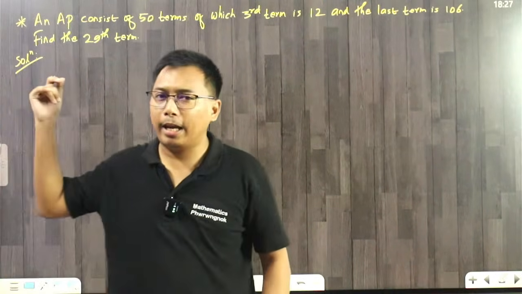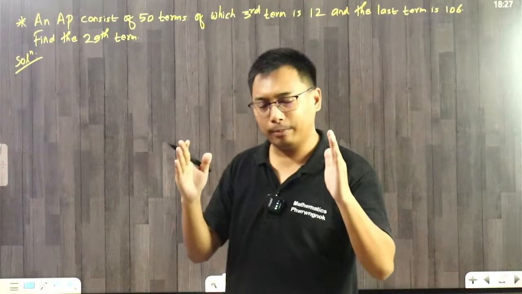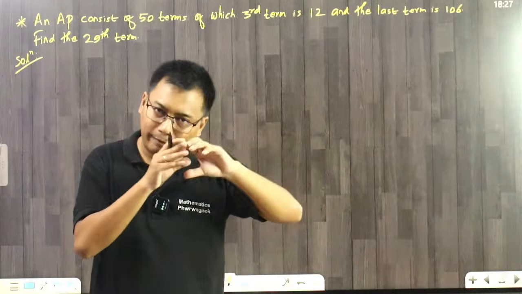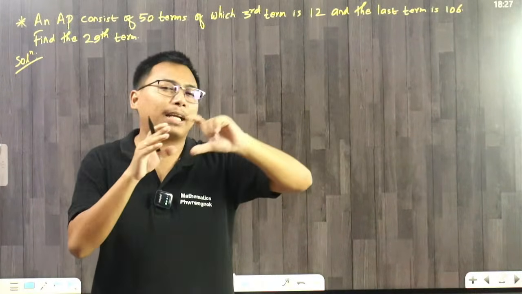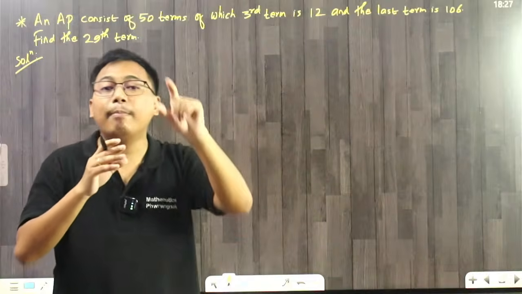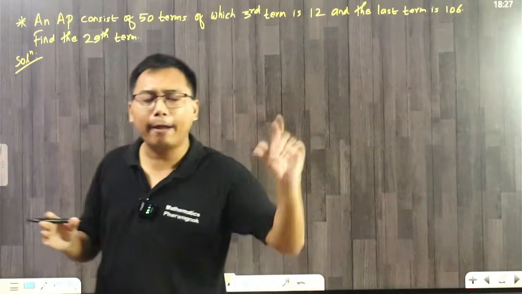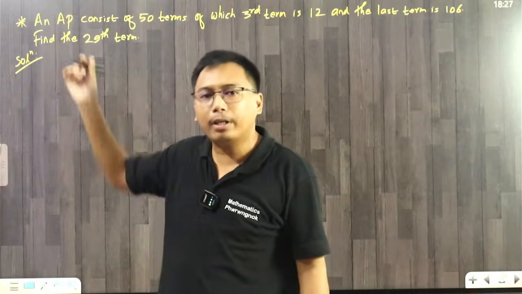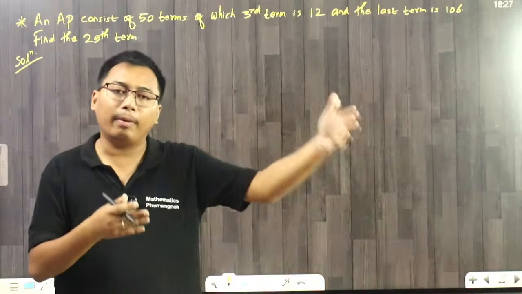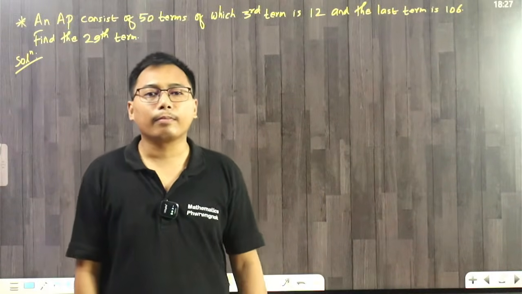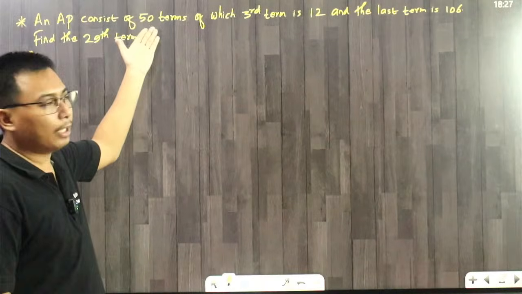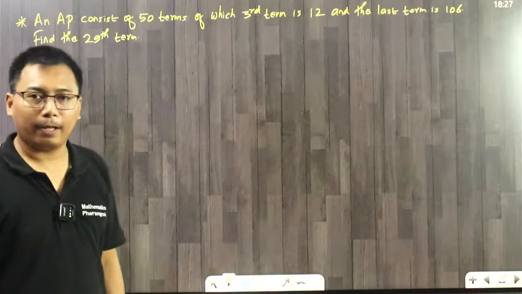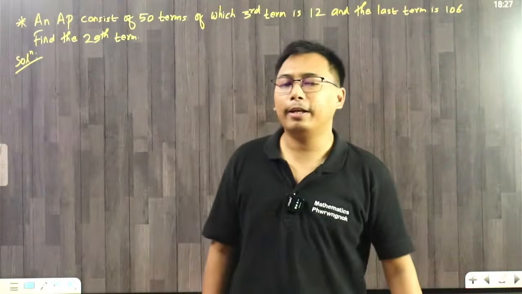Now, read the question again. An AP consists of 50 terms. Which means we have exactly 50 terms in this AP. Obviously, the 50th term, A50, will be my last term because in this particular AP we have only 50 terms. So because last term is 106, it means A50 is 106. I hope you are clear.